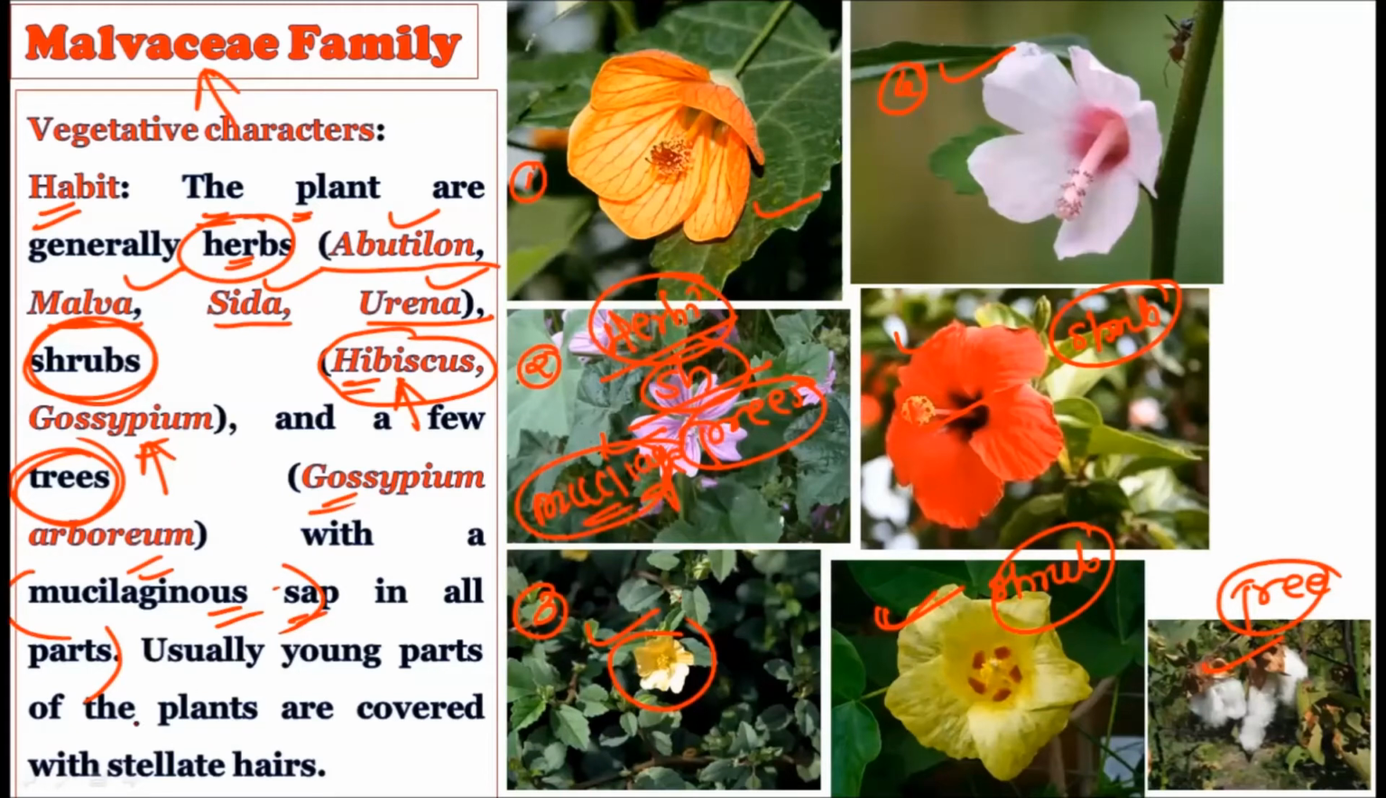Usually the young parts of the plants are covered with stellate hairs, very light hairs on the young plant. If you observe the Gossypium plant, you will definitely see very smooth stellate hairs on the stem. So these stellate hairs are also a characteristic feature when the plants are young. The presence of mucilaginous sap is a very unique condition in the Malvaceae family, and they also show stellate hairs on their young body parts, and herb, shrub, as well as tree habit. For each one we have put forward an example here. You should carefully remember the botanical names of the examples to be mentioned in the examination.